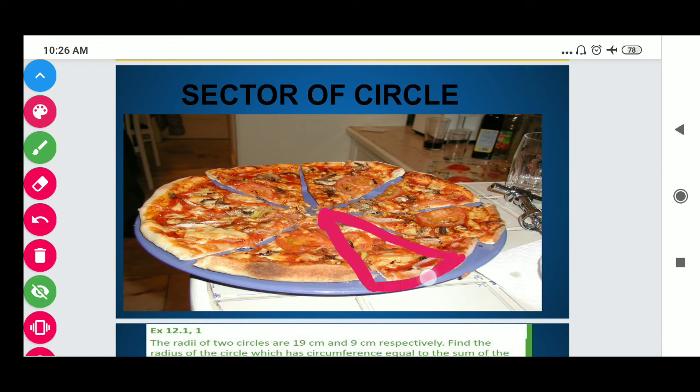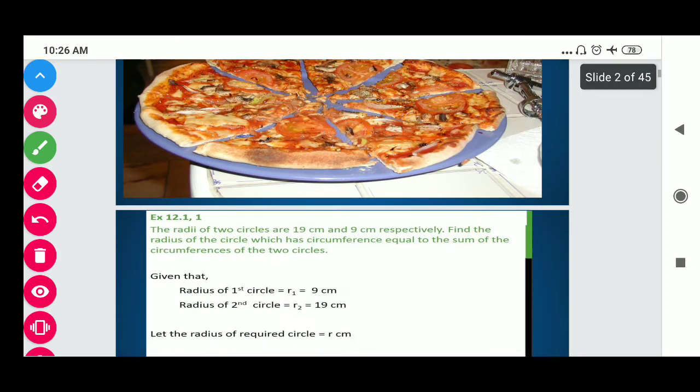The portion of the outer circle. So this is the arc. In this way, this is the shape of a sector. So students, here we have many sectors. We have a total of 8 sectors of a pizza. So students, let's start the exercise.